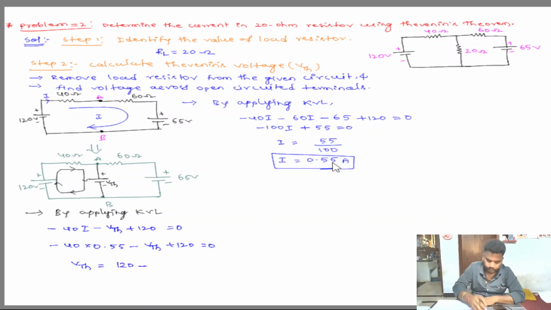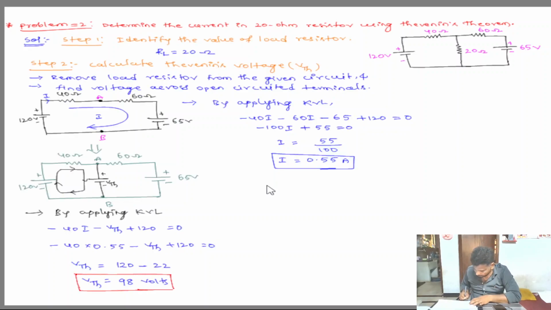From this, VTH is equal to 120 minus 40 into 0.55, that is 22. 120 minus 22 is 98 volts. VTH is equal to 98 volts. Don't forget to write units. This is very, very important. VTH is equal to 98 volts.